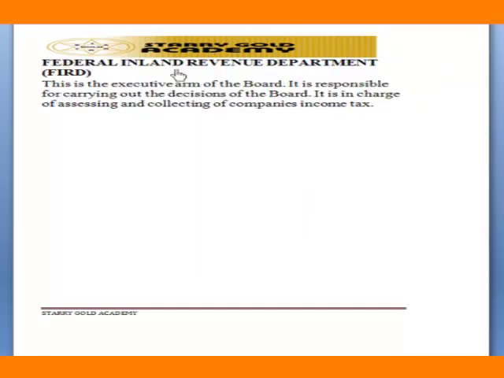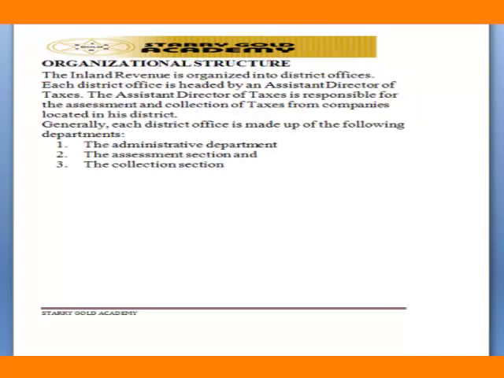Let's move on. We also have the Federal Inland Revenue Department, and it is the executive arm of the board. It is responsible for carrying out the decision of the board. It is in charge of assessing and collecting company income tax. Do you get that? So, in the Federal Board of Inland Revenue, there is a department, the Federal Inland Revenue Department, that does this function we have just enumerated.